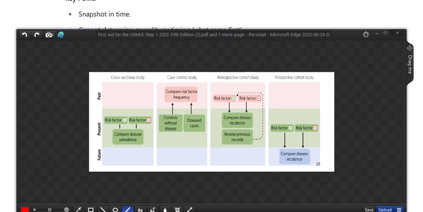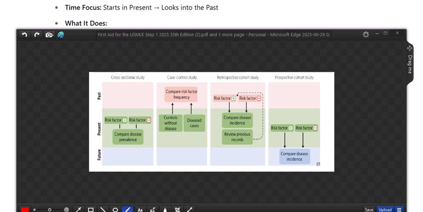2. Case control study. Time focus: starts in present, looks into the past. What it does: starts with two groups, people with disease, cases, and without disease, controls. Looks back in time to compare how often each group was exposed to a risk factor. Example question: were people with lung cancer more likely to have smoked in the past? Key point: efficient for rare diseases. Measures odds ratio, OR.